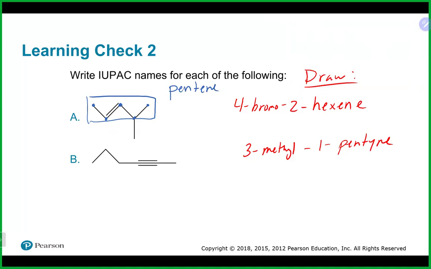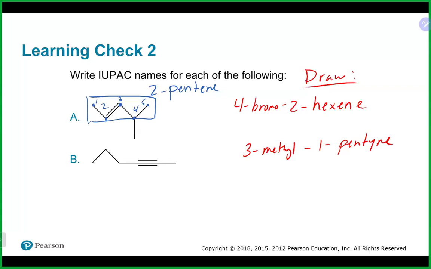We want to number the chain to give the double bond the smaller number. Hopefully you can see that if you go 1, 2, 3, 4, and 5, that gives our double bond carbon number 2. If you go in the other direction, you're looking at carbon number 3, and we always want the smallest in organic. So that's going to be a 2-pentene.